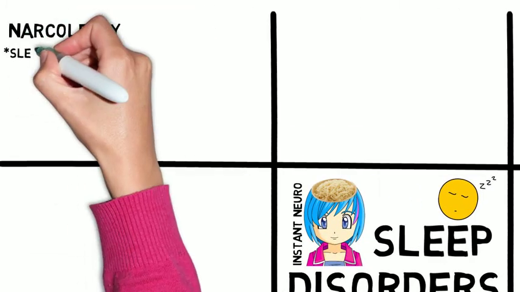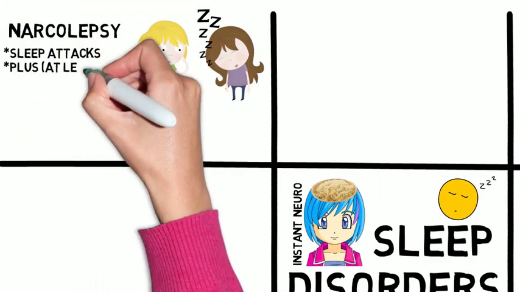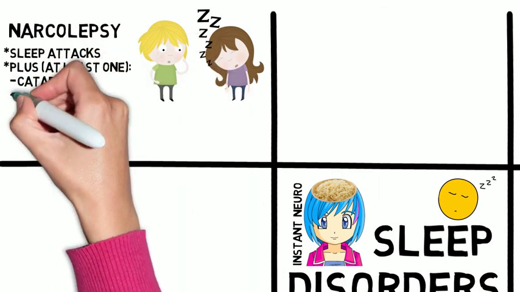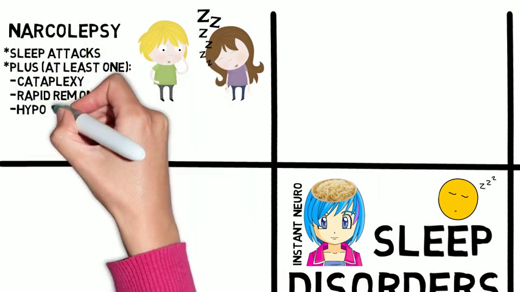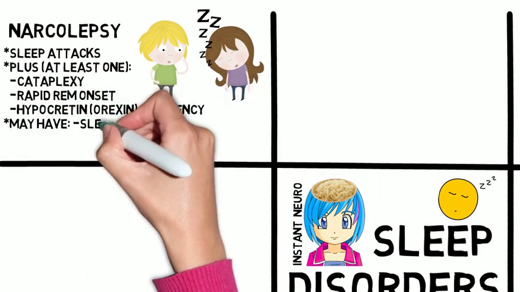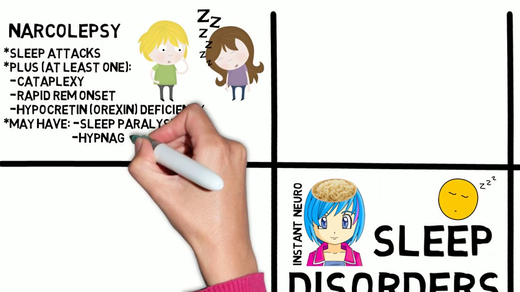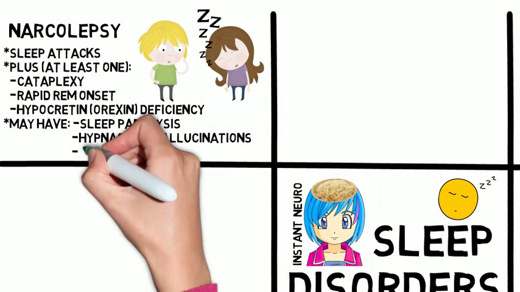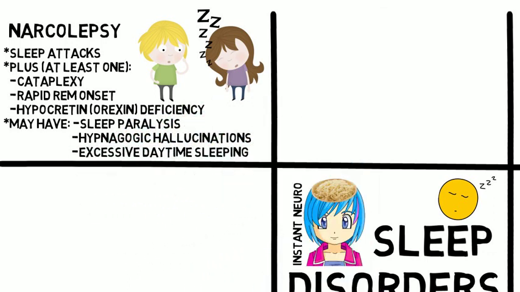Sleep disorders. Narcolepsy is characterized by sleep attacks. For diagnosis in DSM-5, at least one of the following is also required: cataplexy, an abrupt loss of muscle tone, rapid REM onset, hypocretin (orexin) deficiency in CSF. Patients may also experience sleep paralysis, hypnagogic hallucinations, and excessive daytime sleeping.